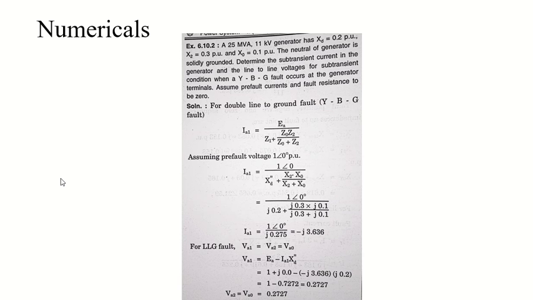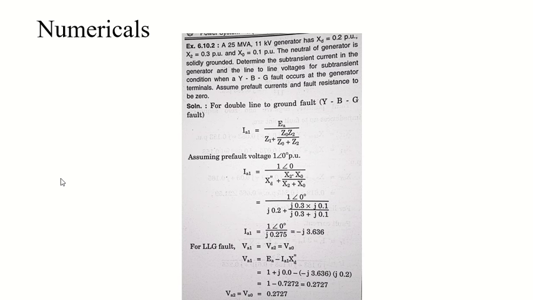Now we are not having Z1, Z0, Z2 because we are assuming pre-fault voltages of 1 volt per unit at angle 0 degrees. Whenever you are not having any angle, whenever you have 0 degrees angle, you will only consider your reactance, and you are given the value of reactance, so you simply have to substitute it.